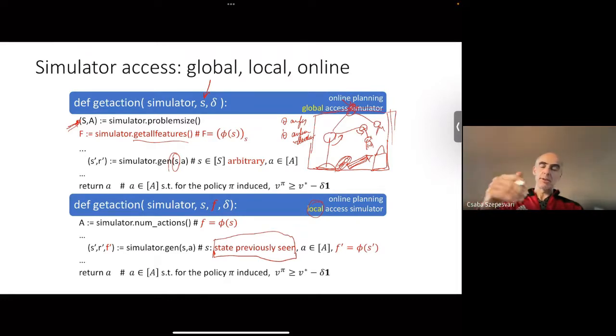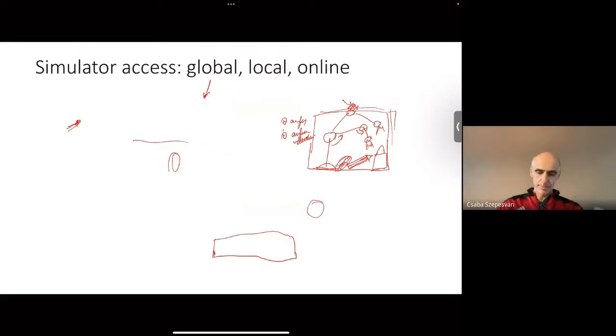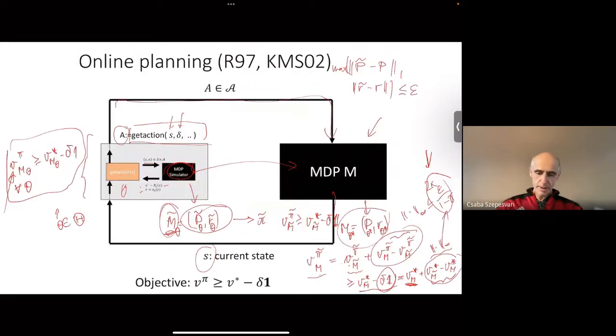The simulator, sorry, it's interacting with the big world. So first of all, there is the big world. A state is coming in, this state. And then it's also interacting with the simulator, from which it learns about other states. Whatever states you have ever learned about, you can tell the simulator, go back there and simulate me a next state. So this is local access. It's local because only states that have been previously seen can be used.